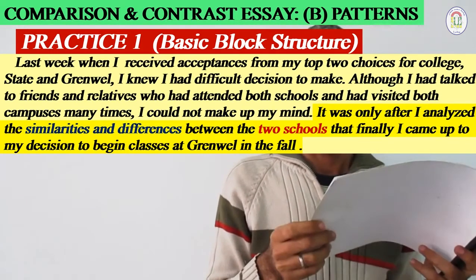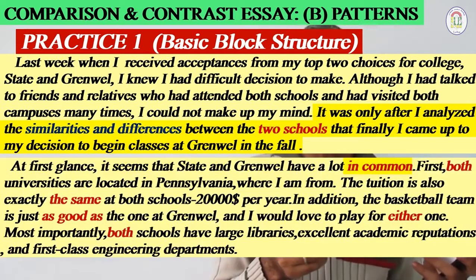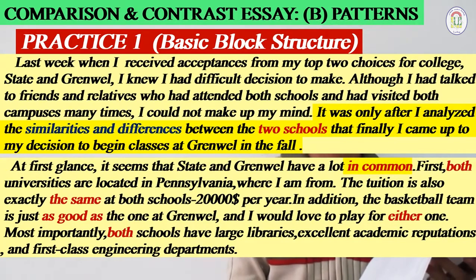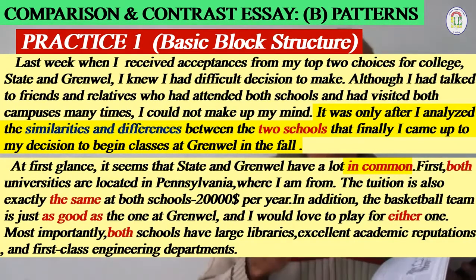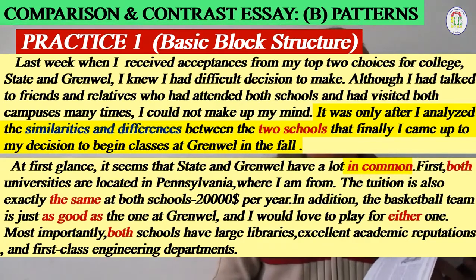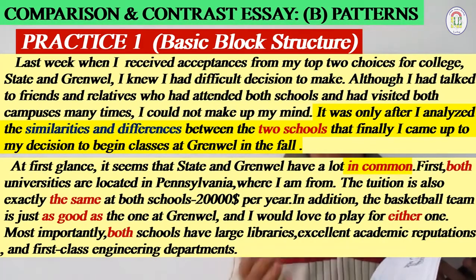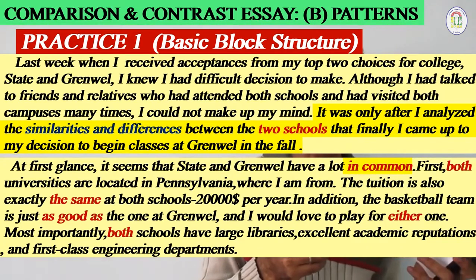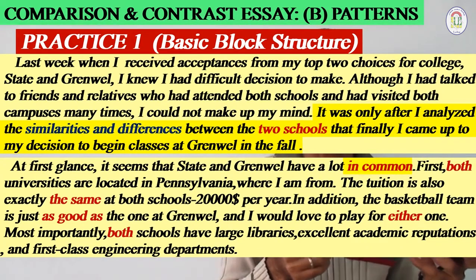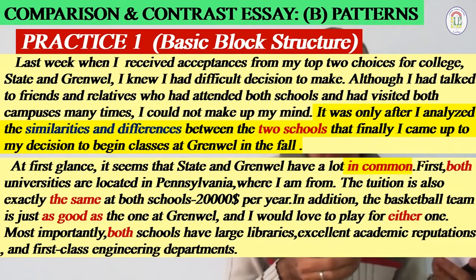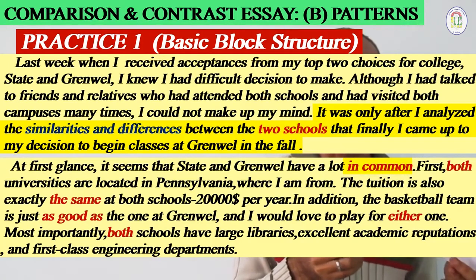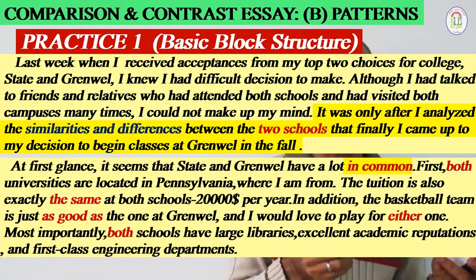Now, first paragraph. At first glance, it seems that State and Greenwell have a lot in common. A lot of similarities. So he will start the first block by explaining and showing similarities between the two colleges or schools. In common. First of all, both universities are located in Pennsylvania, where I am from. The tuition is also exactly the same at both schools, $20,000 per year.